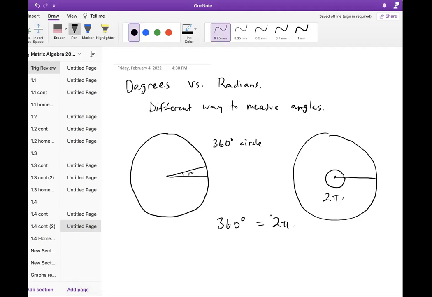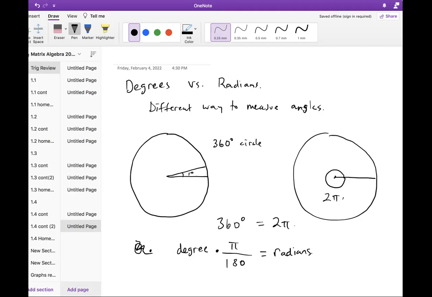So the way you go from angle to pi is if you take a degree, I can't erase today, you take a degree and you multiply it by pi over 180, you get the same thing in radians. So that's how you go from degrees to radians. So for instance, if you take 360 and multiply by pi over 180, you get 2 pi back.